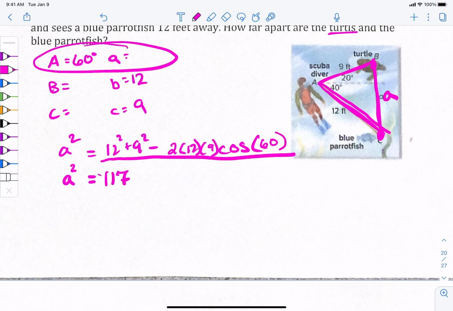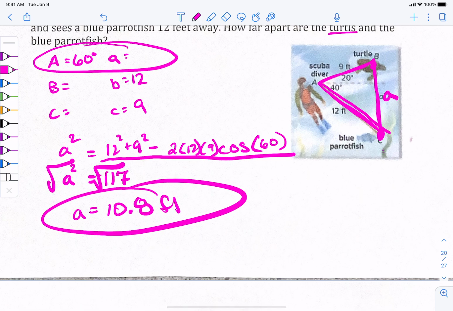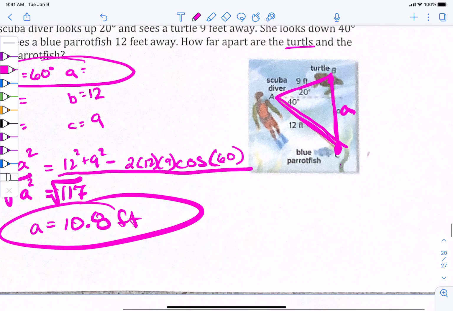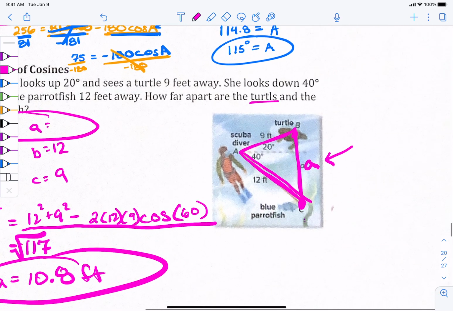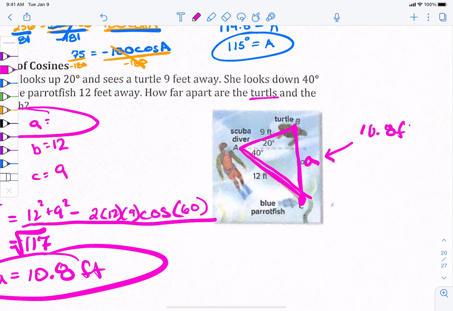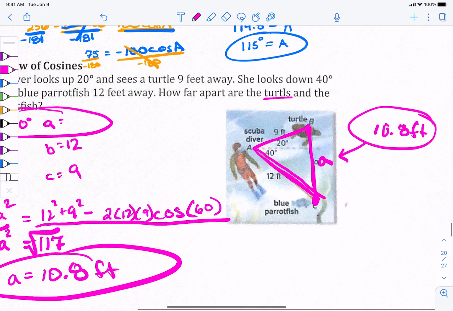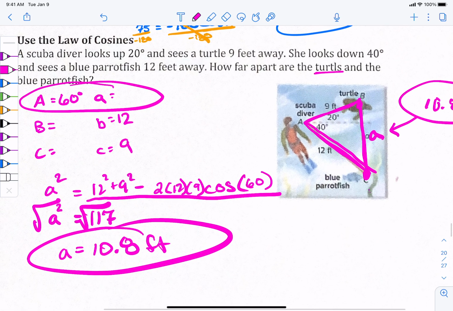Okay. And then we take the square root of 117 to get what a actually is, and that is 10.82. We'll say 10.8 feet. And so the distance between the turtle and the fish is 10.8 feet. Now, normally we would solve the rest of this if this said solve the triangle, so we could use the law of sines next. But we're not because they just want that side, right?